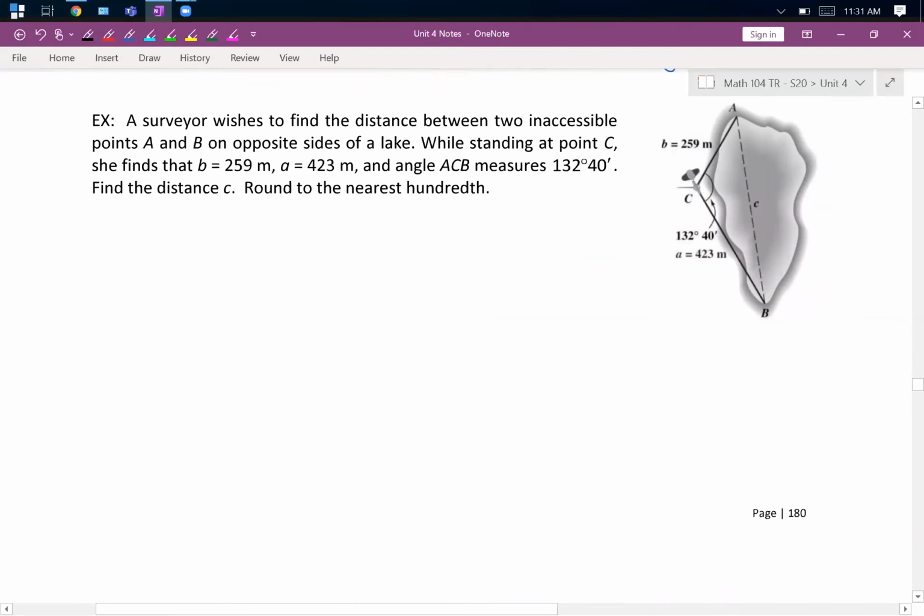All right, our last one. A surveyor wishes to find the distance between two inaccessible points A and B on opposite sides of a lake. While standing at point C, she finds that B equals 259 meters, while A equals 423 meters. The angle ABC, or no, I'm sorry, ACB, this angle here, measures 132 degrees, 40 minutes. We want to find our distance C. We'll round our answer to the nearest hundredth.